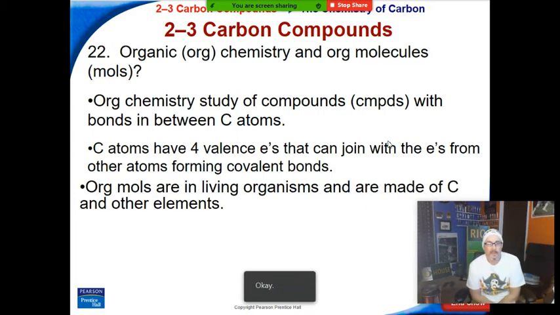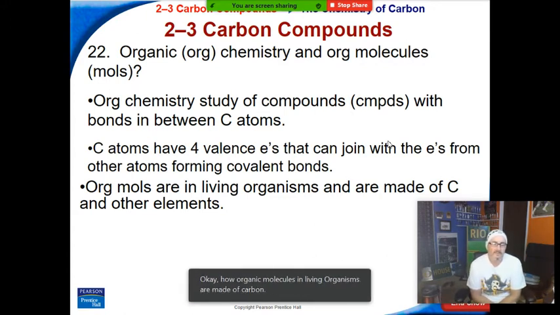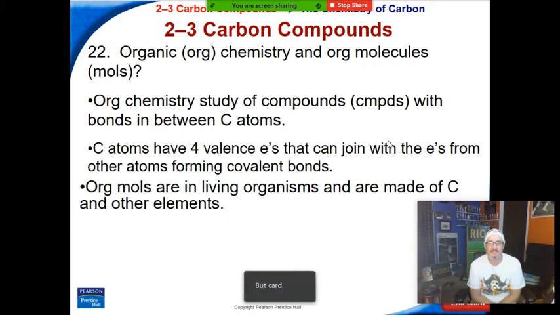Okay. Organic molecules in living organisms are made of carbon and other elements, but carbon is the building block. It is the backbone.